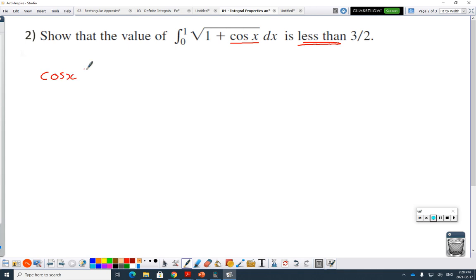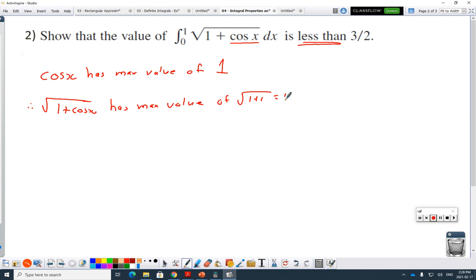So the most cos x has is a max value of 1. That's the most cos x can get to. Therefore, square root of 1 plus cos x has a max value of root 1 plus 1, which equals root 2. That's the most that square root of 1 plus cos x can get to.